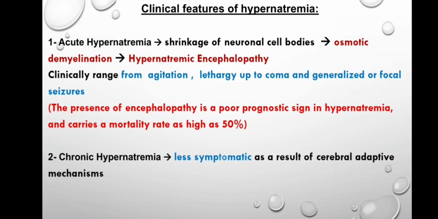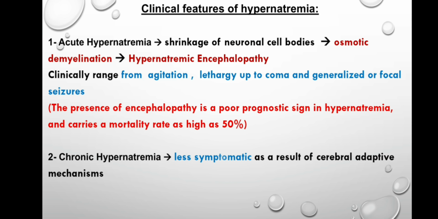طبعا كنا اتكلمنا على الهايبوناتريميا with cerebral adaptive mechanisms. In chronic hyponatremia كنا قلنا ان بيحصل ان السيلز بتفقد osmoles. The cells will lose some osmoles to cause intracellular hypotonicity to equalize with the blood hypotonicity. So the brain edema will be less.